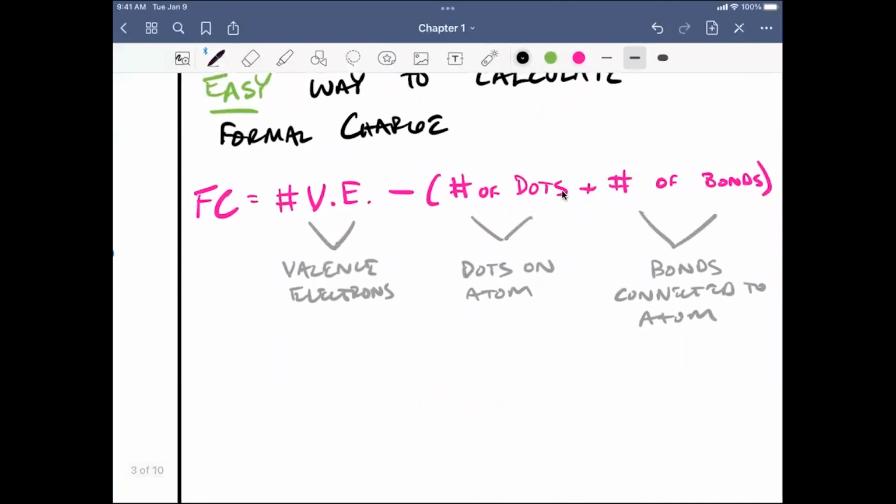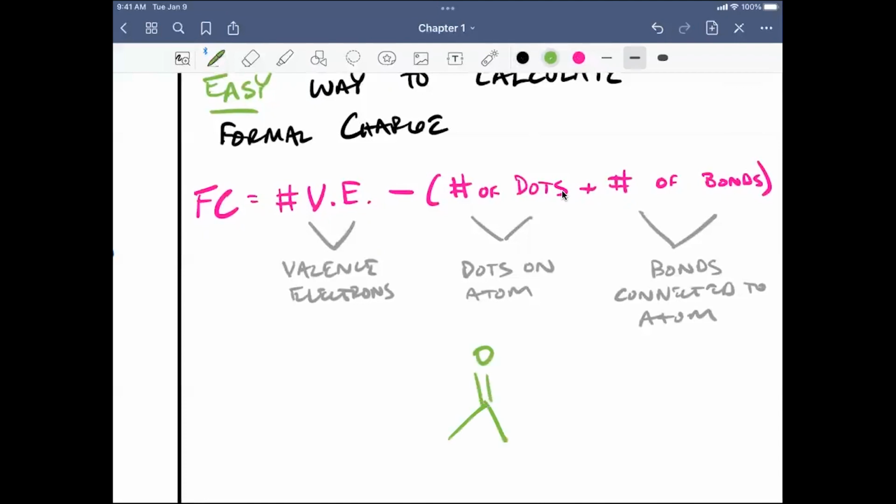There's different ways to calculate this, but I think this is the easiest way. It's formal charge equals the number of valence electrons minus the sum of dots and the sum of bonds. And I'll get into some practice problems about that as well. There's different ways to calculate it, I know there is, but this was the easiest way for me when I was going through this class. Just the number of dots it has and the number of bonds. So I'll give an example right here.